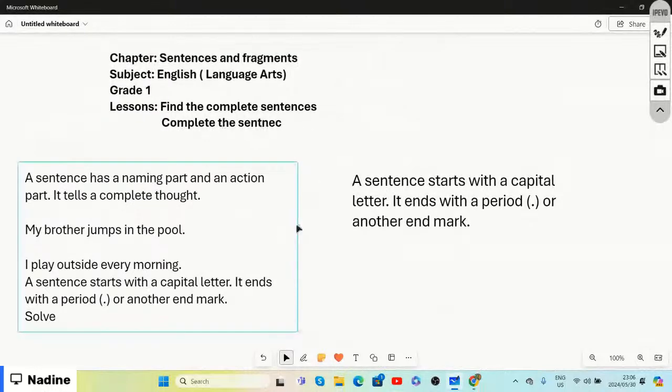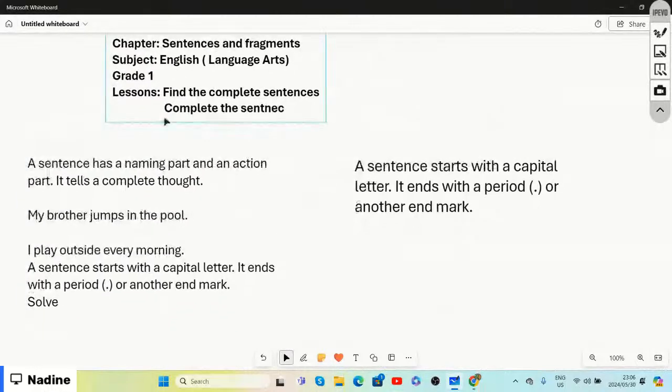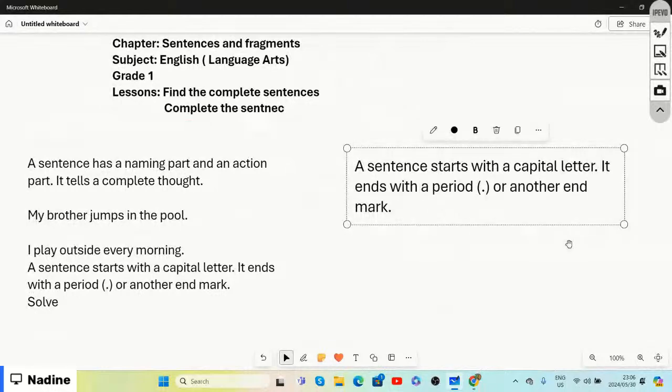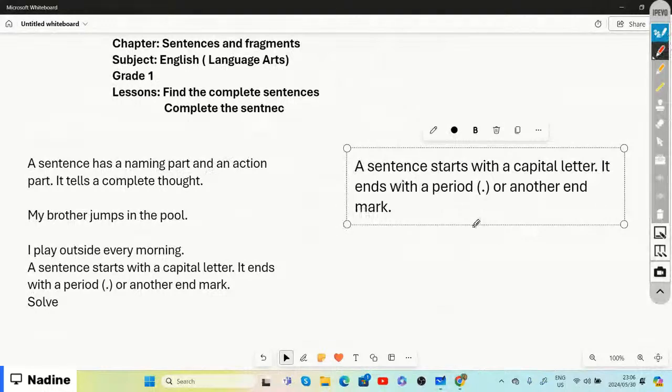All right. So a sentence, right? It starts with a capital letter, and it usually ends with a period, which is that sign. Or a sentence can also end with any other end mark, and the other end mark can either be an exclamation mark or exclamation point or a question mark. Those can also be ways in which a sentence can end.